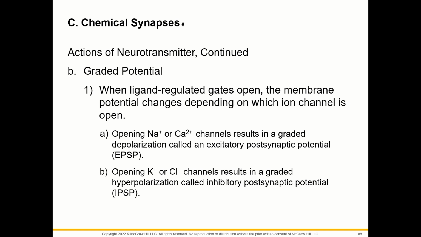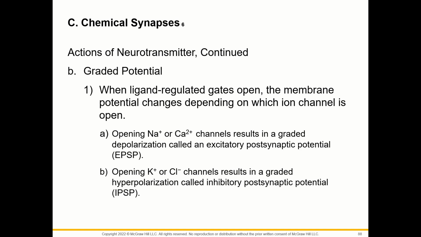So we've got these things called graded potentials. When ligand-gated channels open, the membrane potential changes depending on which ion channel is open. So opening a cation channel results in a graded depolarization called an excitatory postsynaptic potential, or EPSP. However, we can have anion ligand-gated channels that are going to result in a graded hyperpolarization called the inhibitory postsynaptic potential. So if it's chloride, it's an anion.